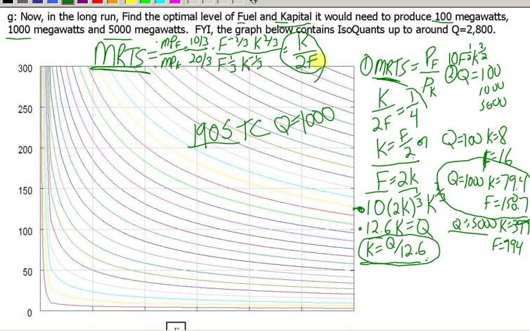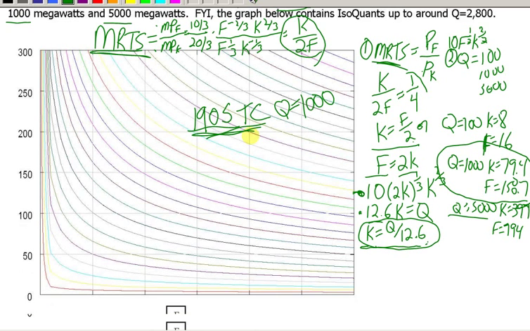Now we need to figure out like a budget line, except we call it an iso-cost when we're in production terms here. So in order to figure out what this budget line or iso-cost is going to look like, go back to what we did with budgets and utility and just figure out if I had $1,905 to spend, how much fuel could I buy if I spent all my money on fuel?